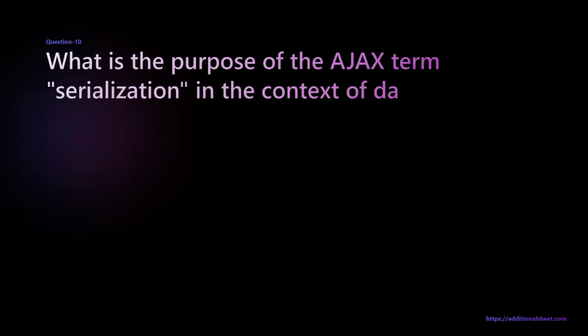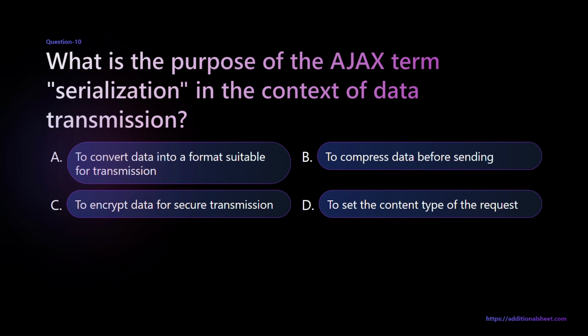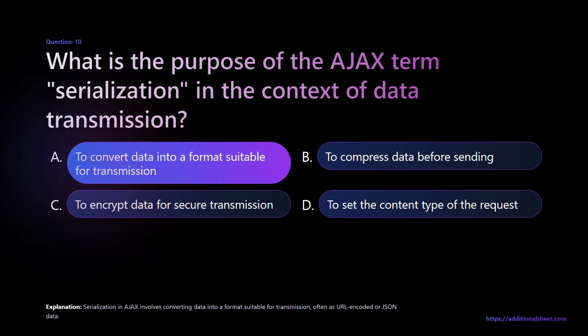What is the purpose of the AJAX term serialization in the context of data transmission? Option A, to convert data into a format suitable for transmission. Option B, to compress data before sending. Option C, to encrypt data for secure transmission. Option D, to set the content type of the request. The correct answer is option A, to convert data into a format suitable for transmission.